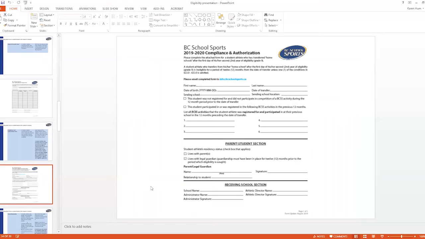No. The other thing I just wanted to make note of, this causes quite a bit of confusion. The receiving school, you are the receiving school when you're submitting the form. So that's the school that the student is currently at. The other thing on this particular form, you'll make note that we've asked about the residency. So you're confirming that the student meets the residency requirement by completing that form.